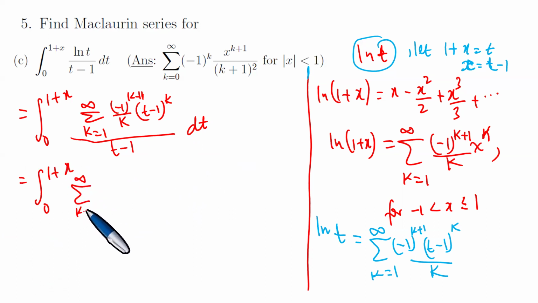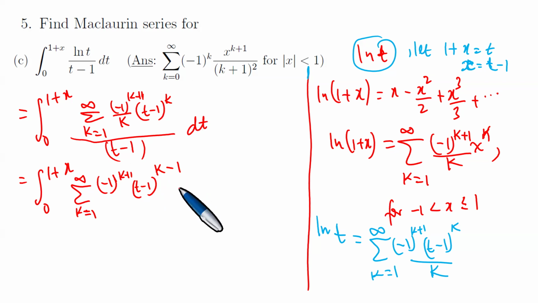The infinite series from k equals 1, minus 1 to the k plus 1, t minus 1. Okay, this one you can write as k minus 1, because this is to the power 1, so you subtract the powers. This is over k, dt.